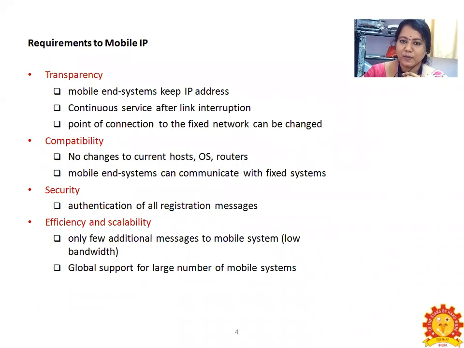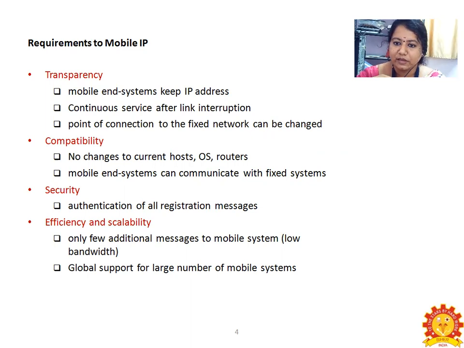The requirements for mobile IP are transparency, compatibility, security, efficiency, and scalability. The first is transparency. The mobile end system will keep its IP address, so it will have continuous service after link interruptions. The point of connection to the fixed network can be changed. Next, compatibility: no changes to the current hosts, OS, or routers. The mobile end systems can communicate with the fixed systems.